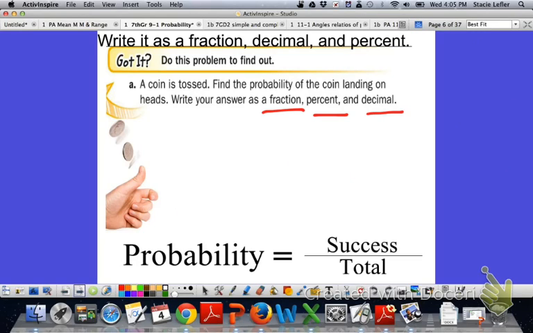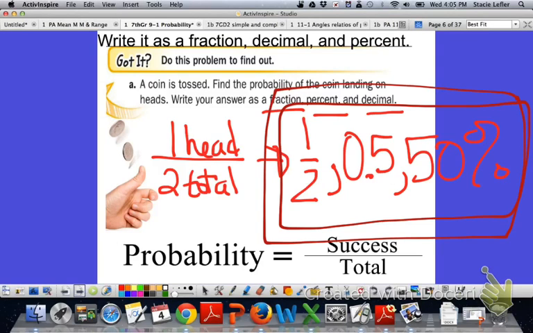Okay, pause the video and find the probability of a coin landing on heads. Think of it as success out of total, and write it as a fraction, a decimal, and a percent. So it's considered success if it lands on heads. So that would be 1 success out of 2 total. So our fraction for the probability is 1/2. 1/2 is the same as 5/10, and 5/10 or 1/2 is also the same as 50%. So when you flip a coin, there's a 50% chance it's going to land on heads.